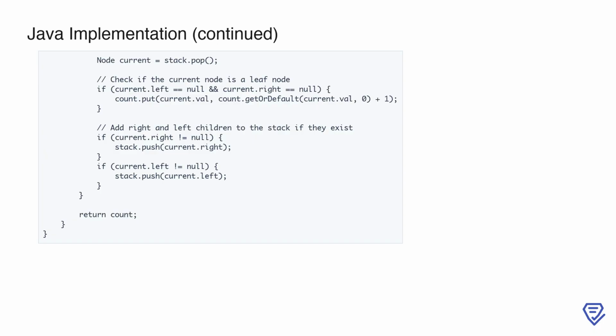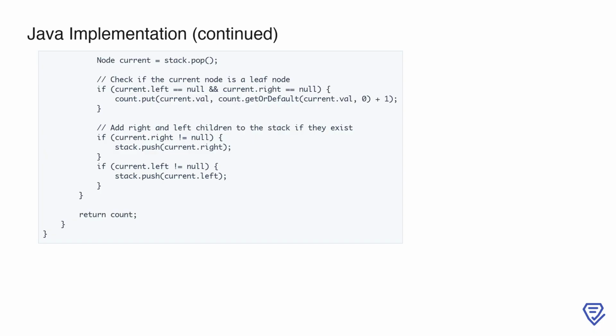If the current node is a leaf node, meaning both its left and right children are null, we update its value in the count map. This is done using the getOrDefault method, which retrieves the current count for the character or defaults to 0 if it hasn't been seen before, and then increments it. For non-leaf nodes, we check if they have right or left children, and if they do, we push those onto the stack to process later. This ensures that all nodes in the tree are visited iteratively.